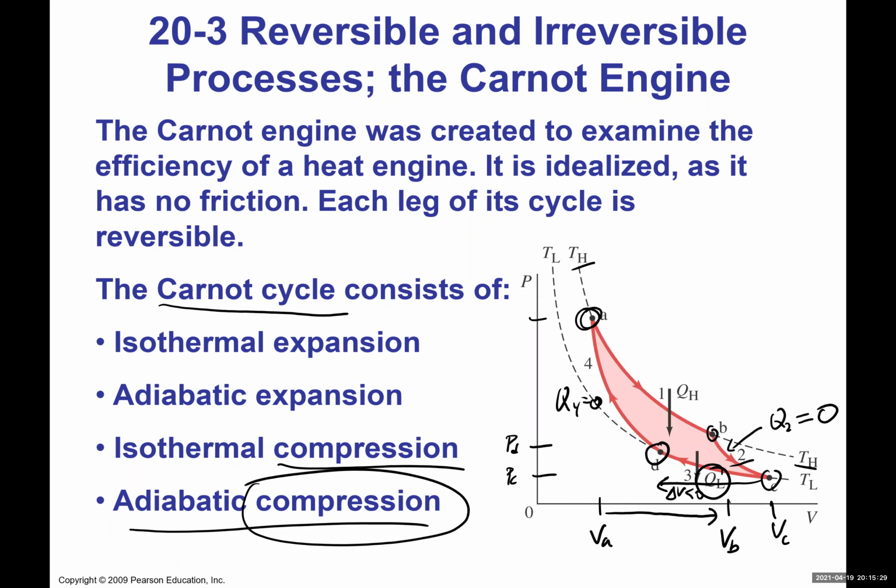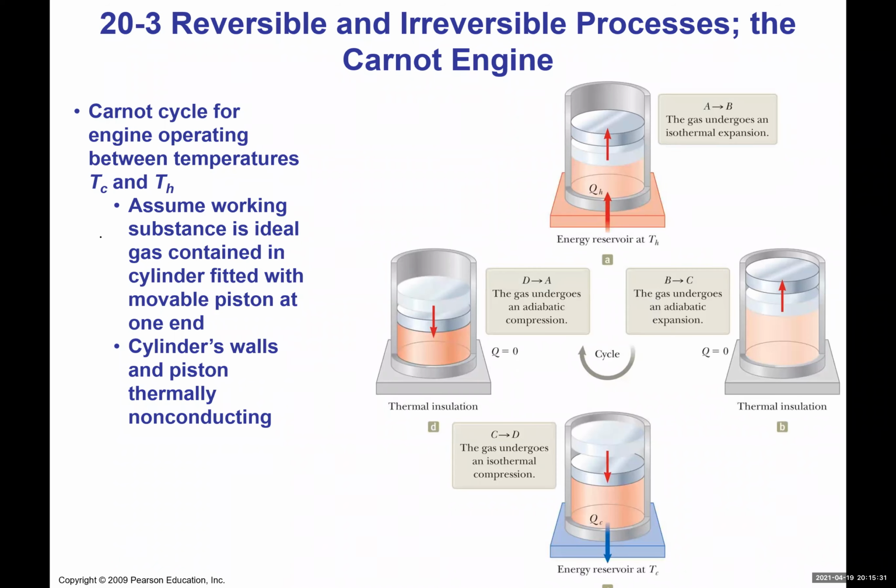All right. So then what we have here is this. Again, there's another way we can look at this, a Carnot cycle. The Carnot cycle for an engine operating between temperatures Tc and Th. We can see that we have two different temperatures. The Carnot cycle basically operates between those two temperatures. Okay. So assuming that we're working with a substance that is an ideal gas and it's contained in a cylinder fitted with a movable piston at one end.